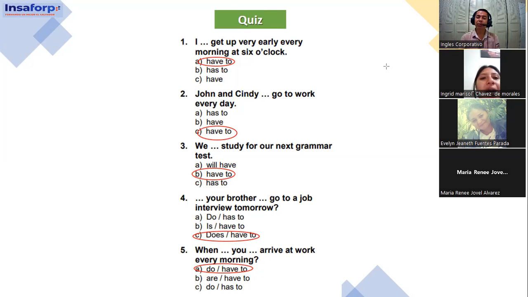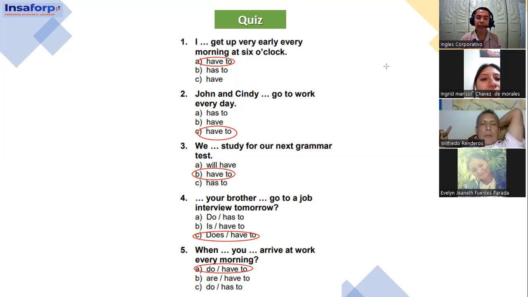So let me see. Number one, I have a message, teacher. Okay, very good, Kenya. I received the message. Give me a second. Let's take attendance. She is already entering the class. Okay, good.